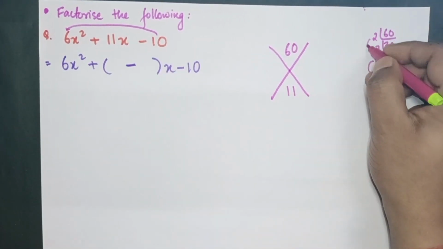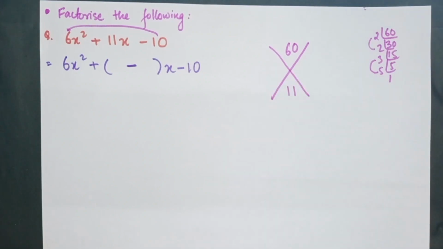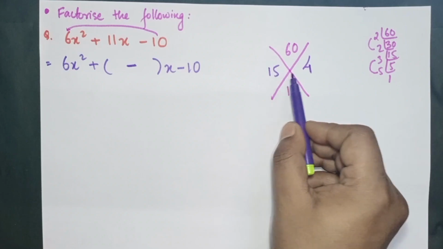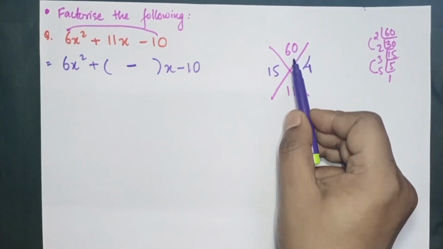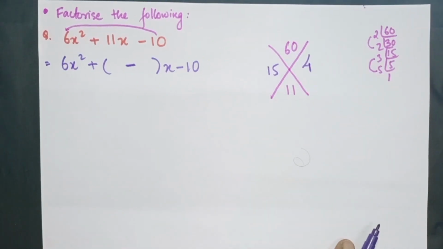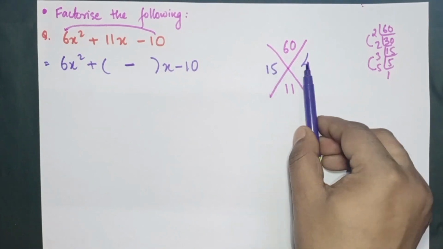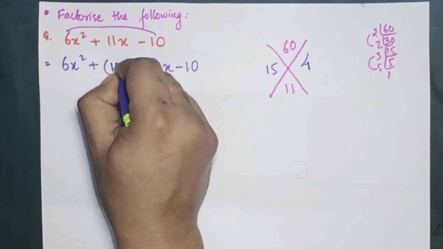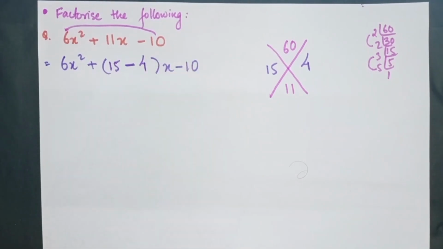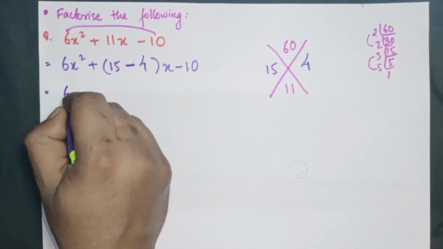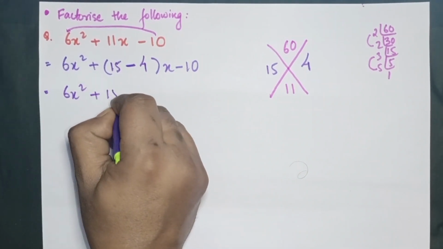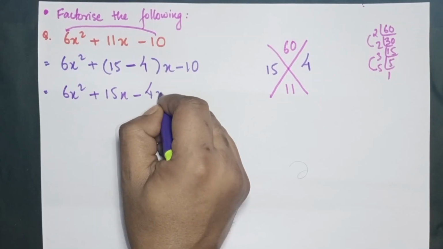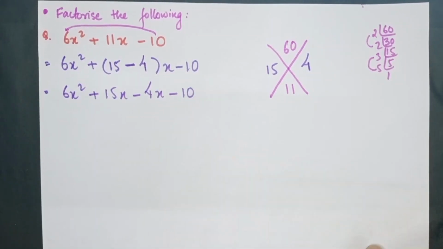15 and 4. So this will be, I can write 15 and 4. You can see 15 4s are 60, 15 minus 4 is 11. So it's your magic. Yeah, 15 4s are 60, 15 minus 4 is 11. So I can write this as 15 and this will be a 4. Now this I can do: 6x square plus 15x minus 4x minus 10.